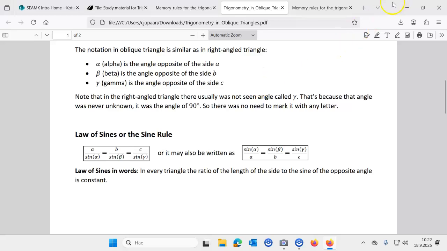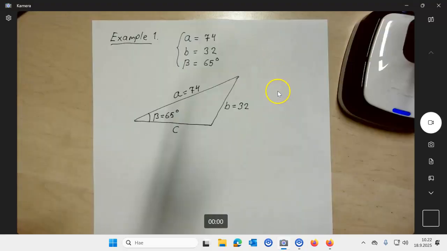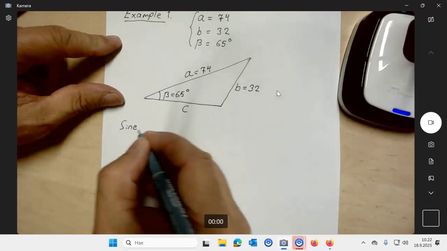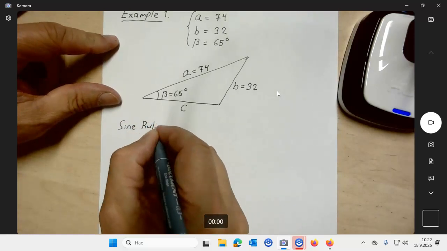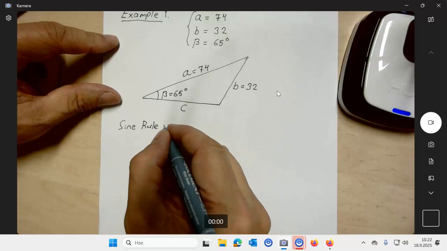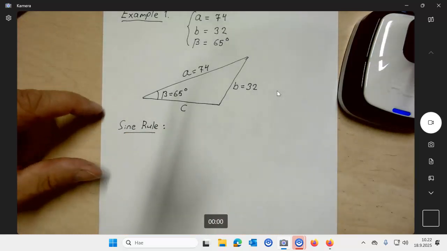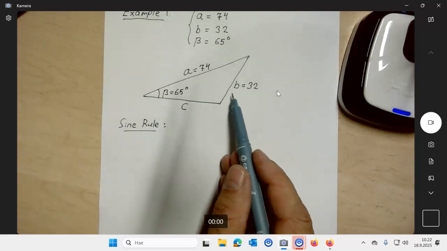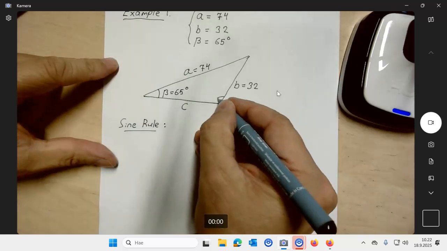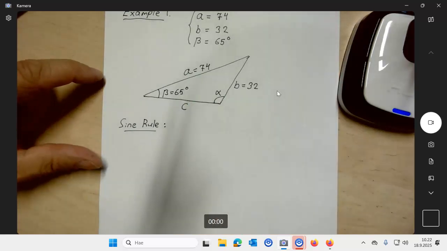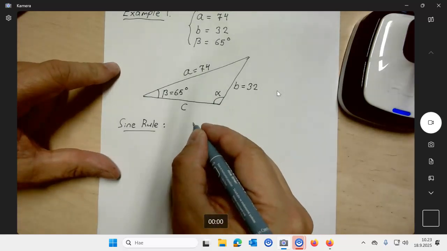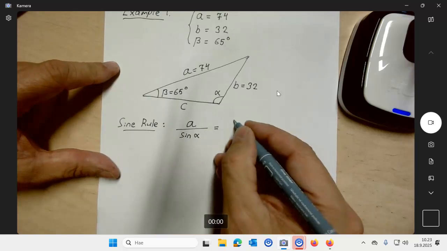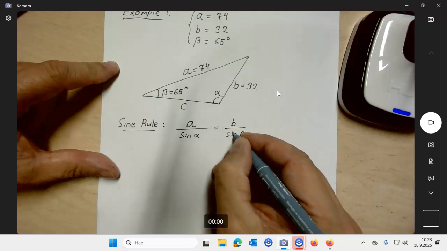So in this case, we have this triangle where we may use the sine rule. We have A and we have B and beta, so we may calculate alpha from this triangle. So the sine rule says that A divided by sine alpha equals B divided by sine beta.